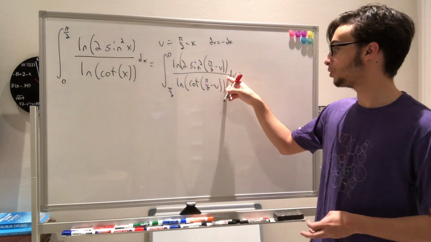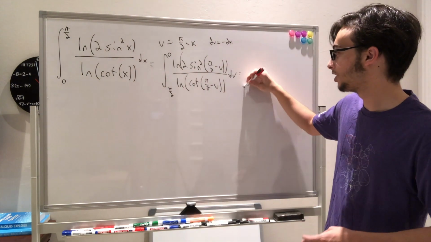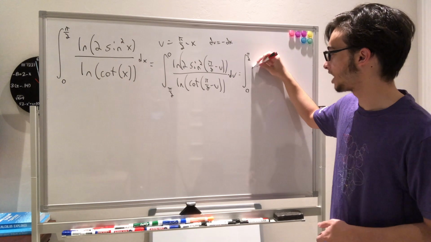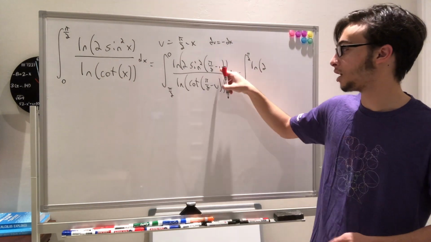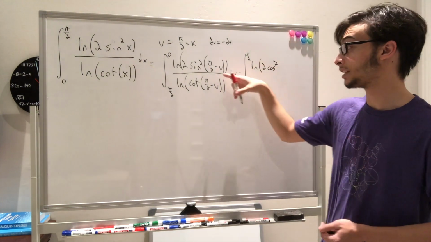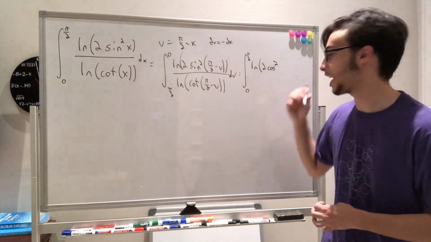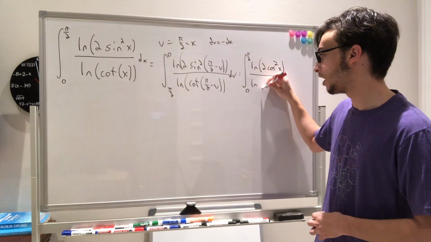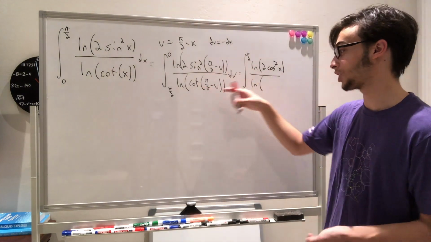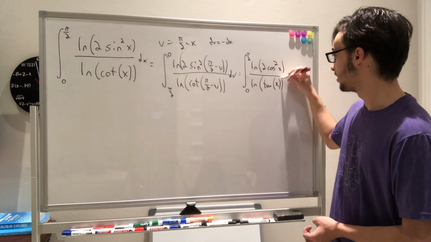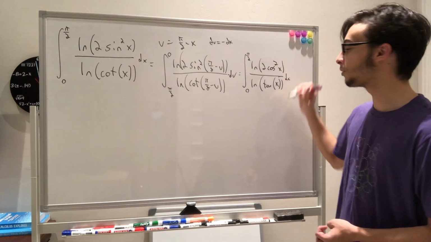So now I'm going to use this negative sign to flip the bounds of integration to make this from 0 to pi over 2. And now on the inside we're going to have the natural log of 2. Now using the cofunction, this is going to become cosine squared of, and instead of u, I'm going to change the dummy variable to x, and you'll see why in a second. So cosine squared of x over natural log of cotangent, except because of the cofunction it's going to become tangent of x dx.